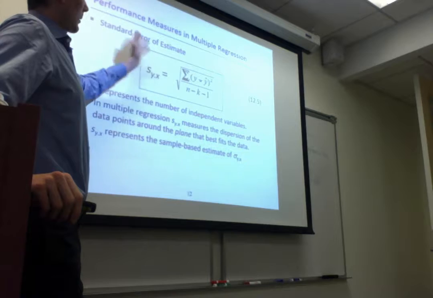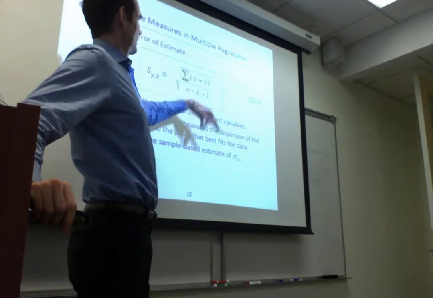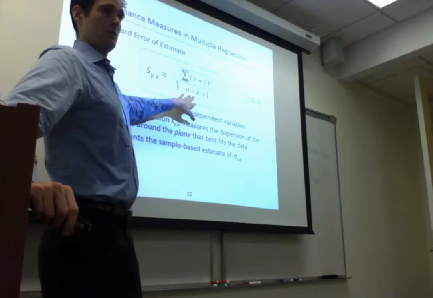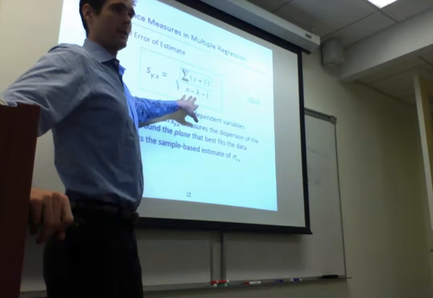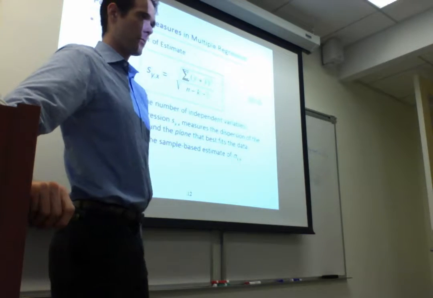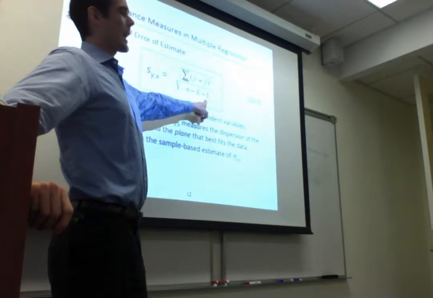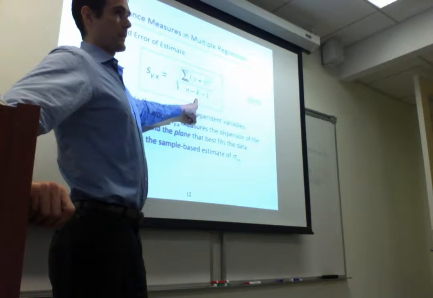And last time we calculated this, the sum of squares error divided by, last time we said, n minus 2. And this time we're going to add a component to it, which would still give us n minus 2 for a simple regression, but would give us something else for a multiple regression. We're going to divide that by n minus k minus 1, where k is the number of independent variables.